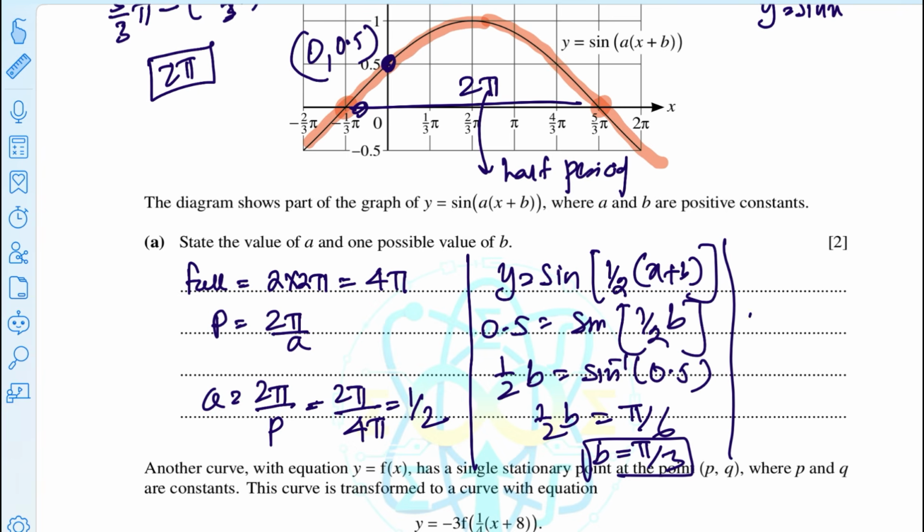And the final answer should be y equals sine of half times x plus pi over 3. That is the answer for this question. Is it okay? Yes. What is the next part?